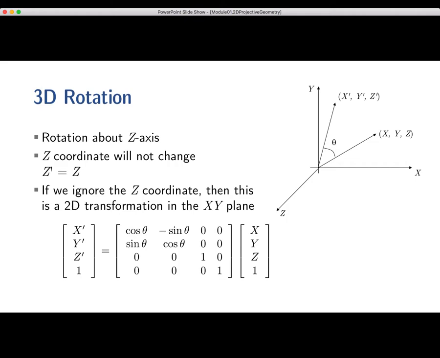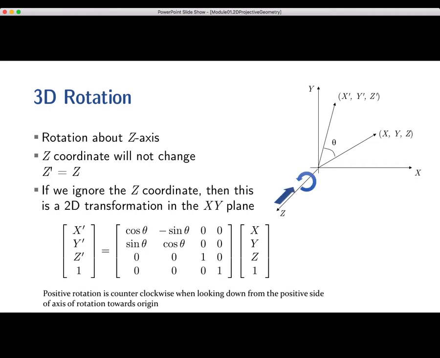My x prime should be equal to cosine theta x minus sine theta y, plus 0 z, and then y prime should be sine theta x plus cosine theta y, plus 0 z, exactly like I do in 2D. Then z prime is equal to z, so that's why I put a 1 here, so that z prime becomes equal to z, and then the last row is just to maintain the 4x4 homogeneous size. Is this clear? So it's a straightforward extension. If you rotate about the z-axis, it's a straightforward extension of how you did this rotation in P2.